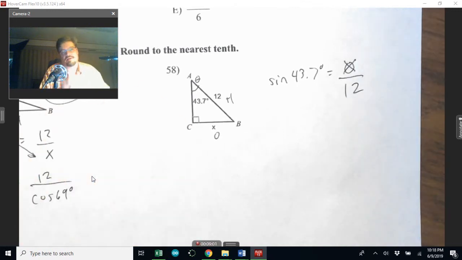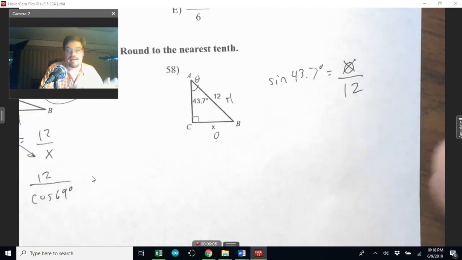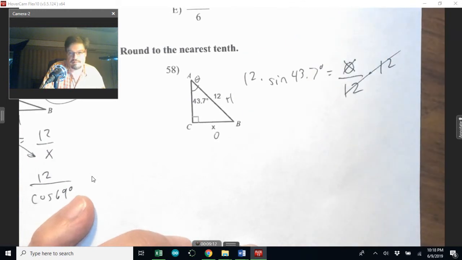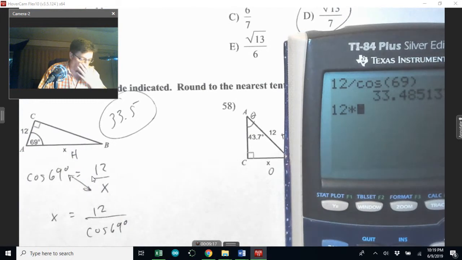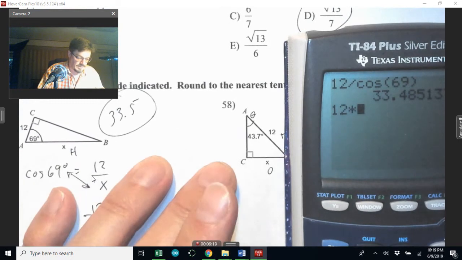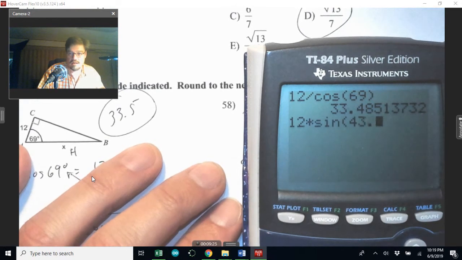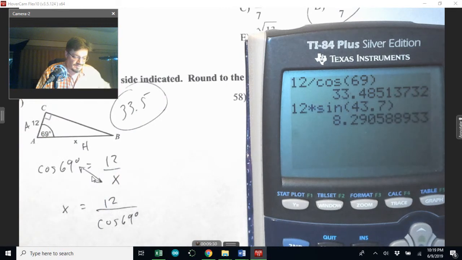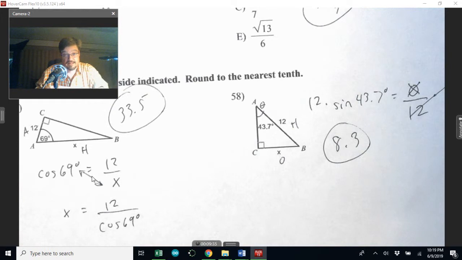Now here, the situation is different. This is where I can actually multiply. I'm going to cross multiply. It's the same thing as multiplying both sides by 12. So again, that's 12 times the sine of 43.7. All right, so it's 8.3. That's the answer for 58. Okay, we're doing 59 and 60.